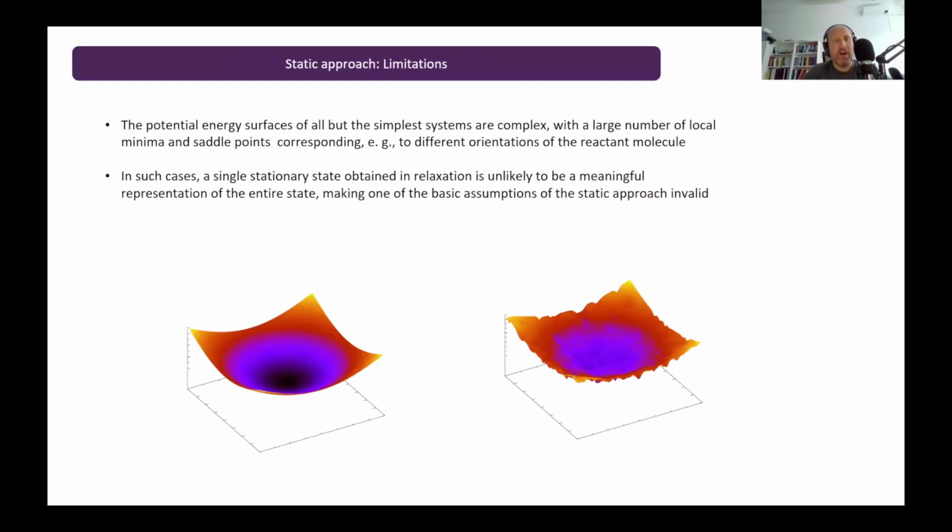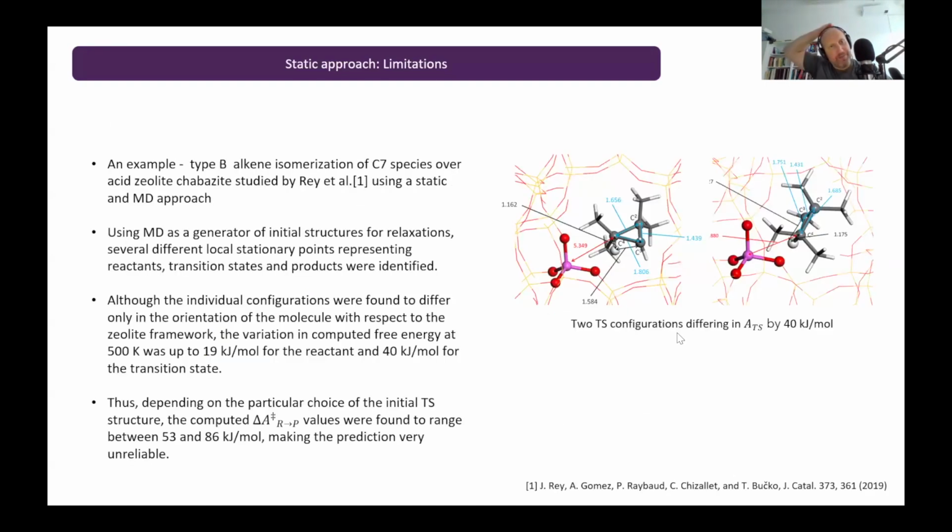And in the final part of this talk, let me briefly discuss the limitations of the static approach. The potential energy surfaces of all but simple systems are complex. So they usually have many local minima and many local saddle points, usually corresponding to just different orientations of reactant molecules, maybe with respect to the substrate or with respect to each other. Of course, in such cases, any single stationary state obtained in relaxation cannot serve as a meaningful representation of the entire state, making the basic assumption of the static approach rather questionable.